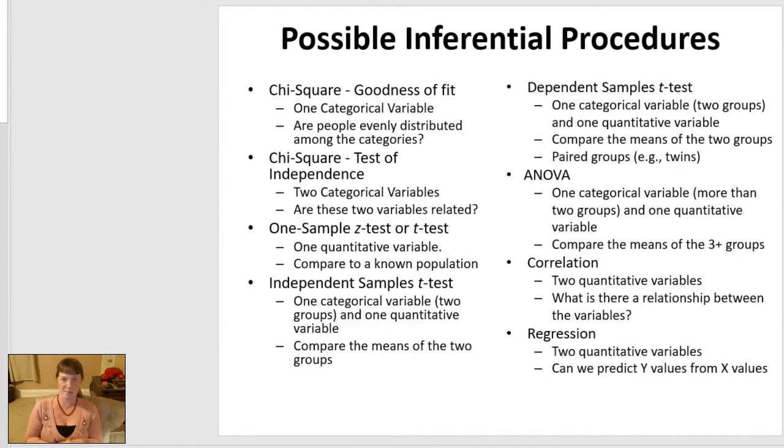An independent samples t-test, you are going to have both a categorical variable or a qualitative variable that has 2 groups and one quantitative variable where you're comparing the 2 averages from the 2 groups on the quantitative variable.